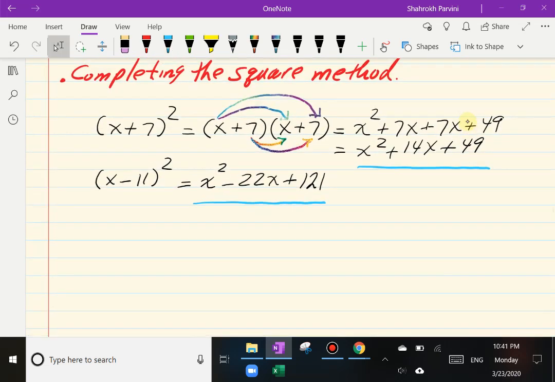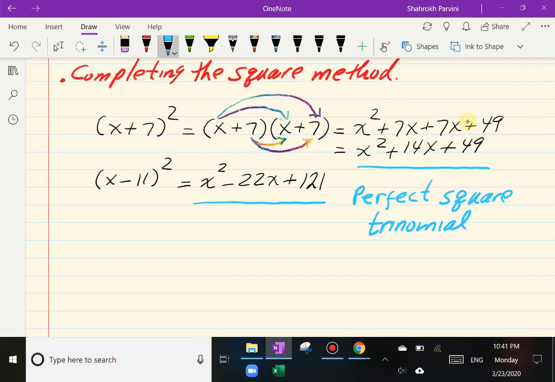Okay, now these quadratic expressions, we call these perfect square trinomials. Well, trinomial because there are 3 terms, 1, 2, 3. So these are called perfect square trinomials.